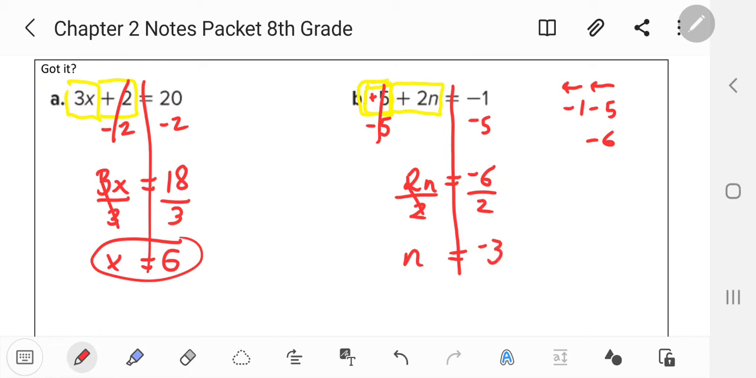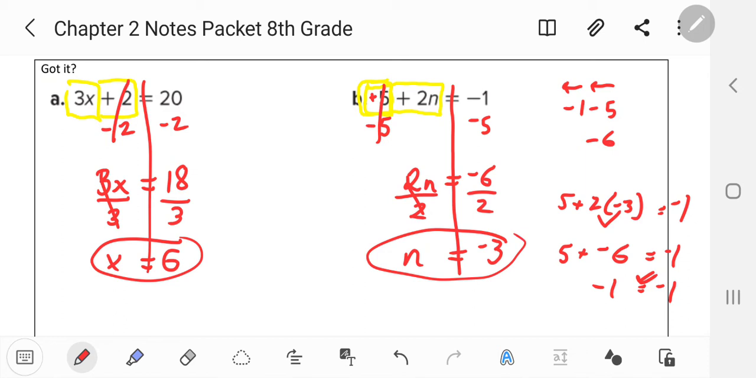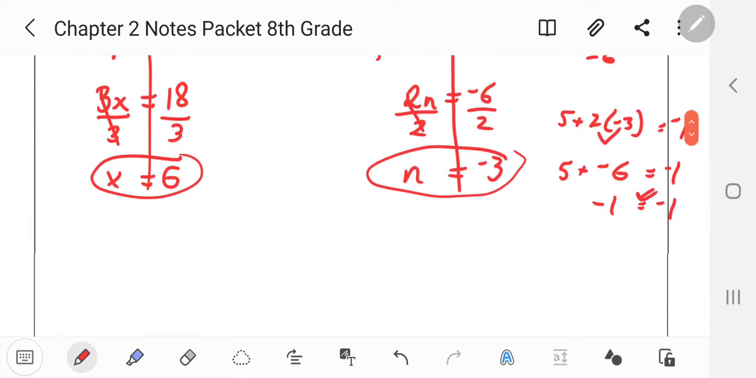All right, now I can check it real quick. Let's do that. I substitute into the original equation for the n, and I have to use order of operations to simplify this. So I get 5 plus -6 equals -1, and then I'm going to add 5 plus -6 is -1. Yay, it works, so I can just circle this confidently knowing that it does in fact make the equation true.